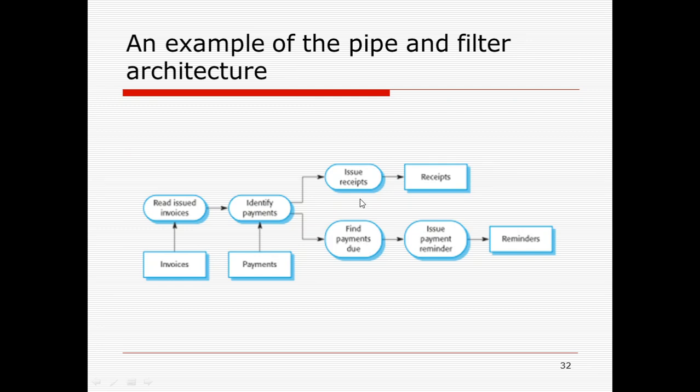The output of the issue receipt is the final output which produces the receipts. Whereas for find payment due, if there is a due, then it goes to the filter issue payment reminder. In this case, it issues a payment reminder. This is another filter, and finally it produces the reminder as output. So this is the pipe and filter architecture for invoice processing.